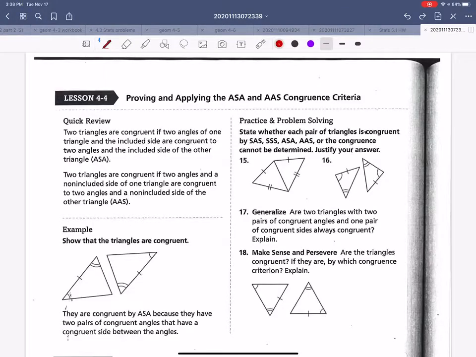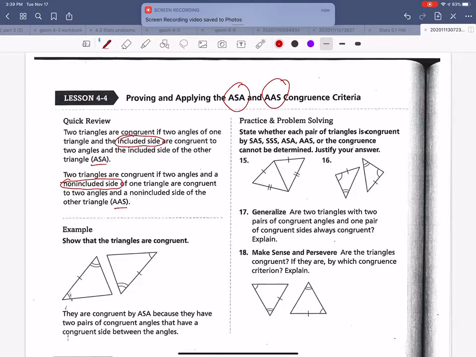Hey guys, welcome back. So we are now in section 4.4, ASA and AAS. So if we take a look, ASA means the side is included and AAS means the side is not included. So that's the difference between the two.